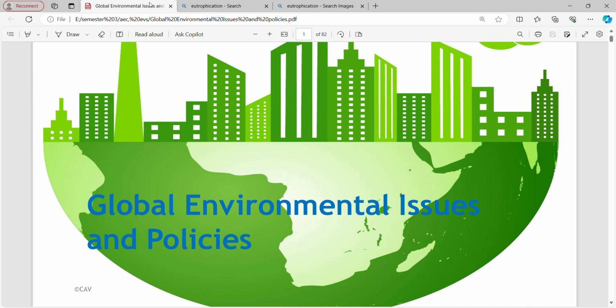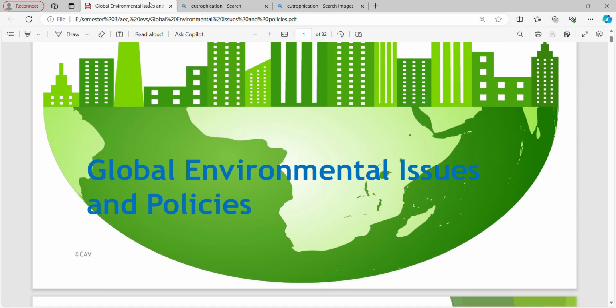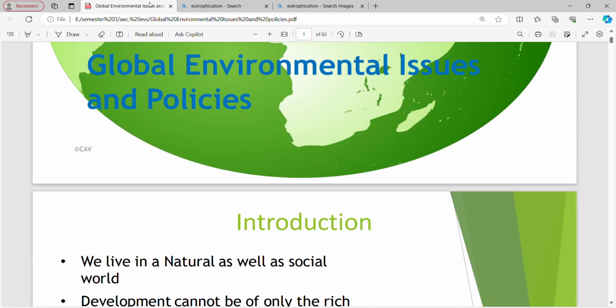So in this class we'll be starting with the syllabus of AEC, Environmental Science of second year students of Delhi University. The fifth unit, that is the first chapter for second year students, Global Environmental Issues and Policies. So we'll go in detail on this chapter. You can note the points as well.